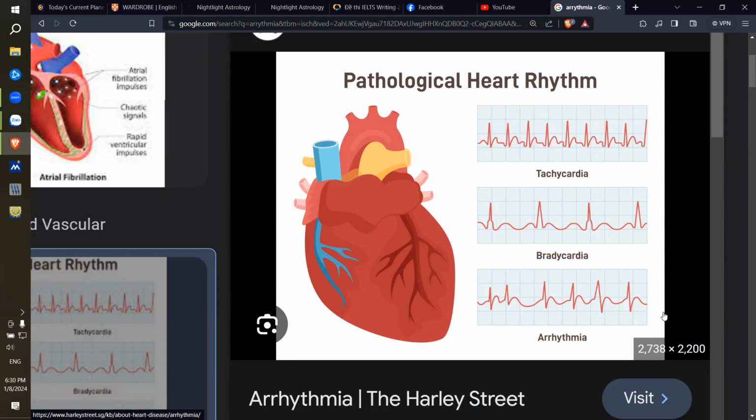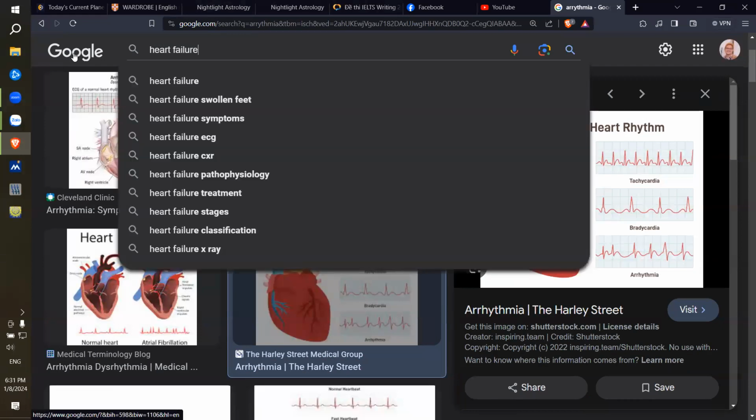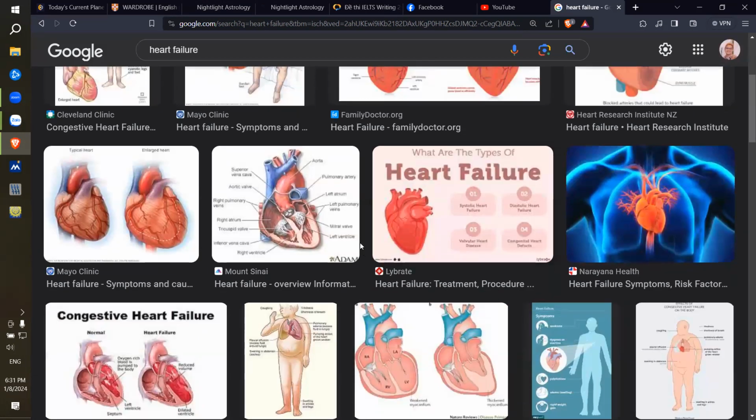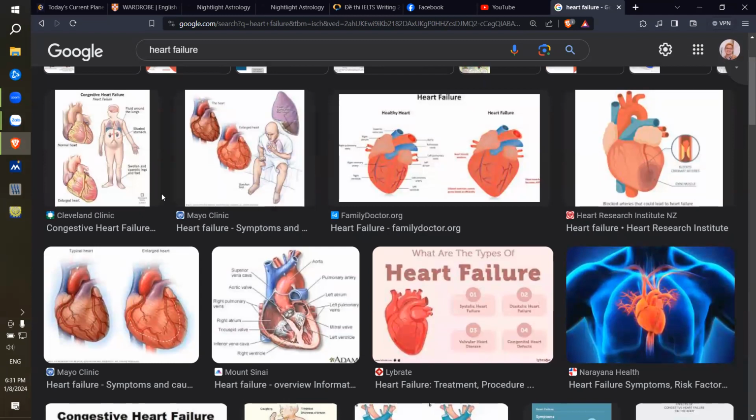Next, I'm going to talk about heart failure. Heart failure, suy tim. What happened? It is when the heart is still working, but not as well as it should be. So what does it mean then? Does it not provide enough blood for the body?